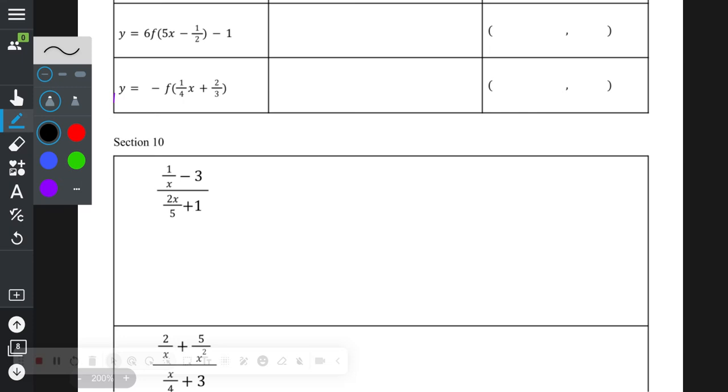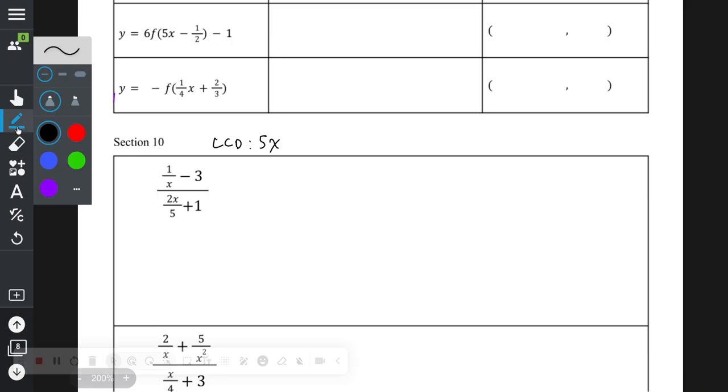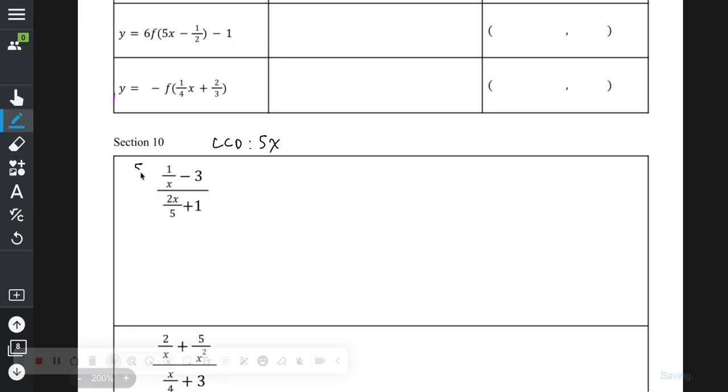Okay, this is everybody's favorite: simplifying complex fractions. We're going to use the LCD method. Here's a denominator, here's a denominator. The LCD is going to be 5x. Multiply everything by 5x, each of these inner fractions by 5x. That's not a fraction, but we're going to multiply it anyway.